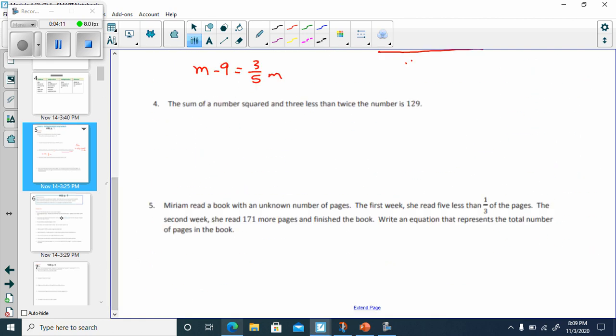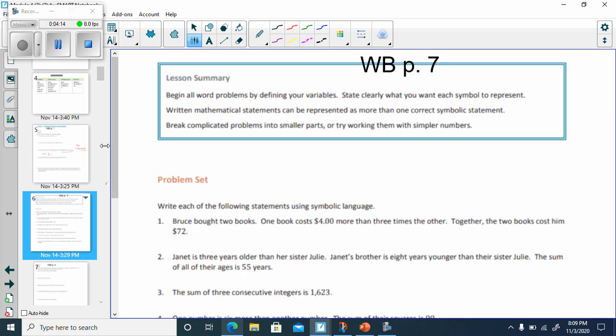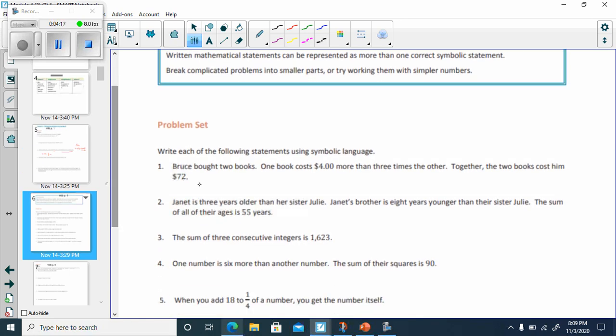All right? In your workbook, if you turn to page 7, we're going to look at a couple of these. Number 1 says, Bruce bought 2 books. One book costs $4 more than 3 times the other. Okay, together the 2 books cost $72. All right. So what if I say, because we're comparing to one book, right? B is the cost of one book.